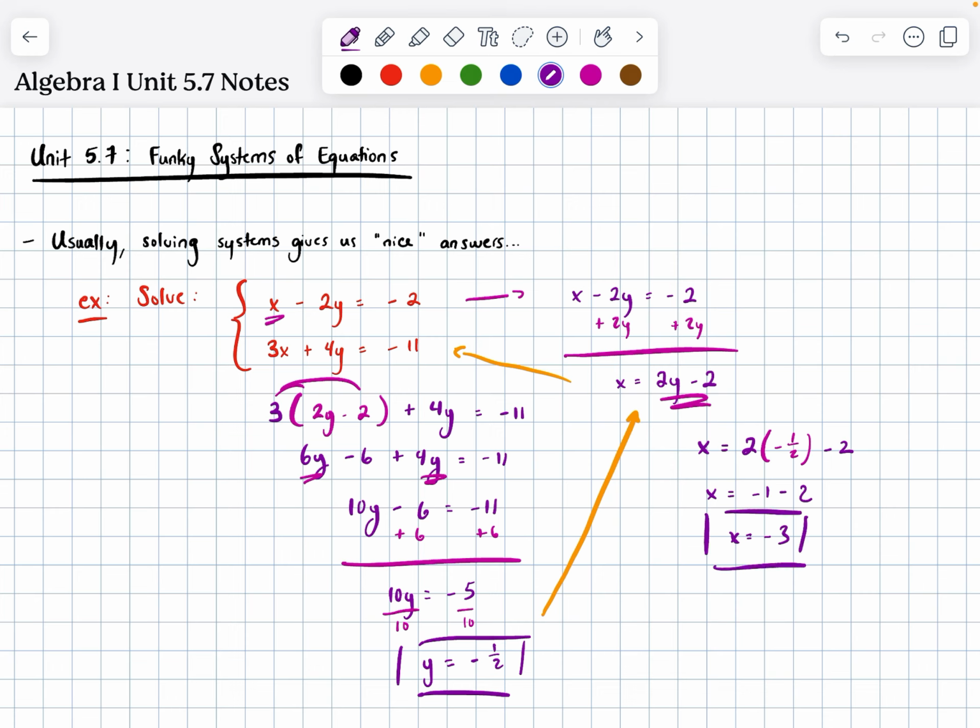As an ordered pair, how would I write this? 5, 4, 3, 2, 1. Very nice. x comes before y in the alphabet. Therefore, in my ordered pair notation, the negative 3 would come before the negative 1/2.